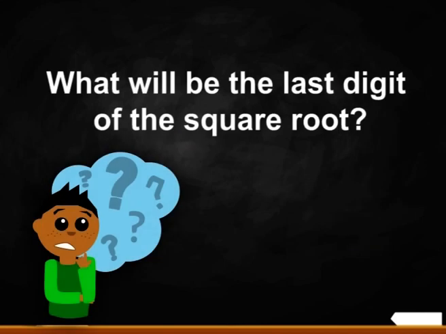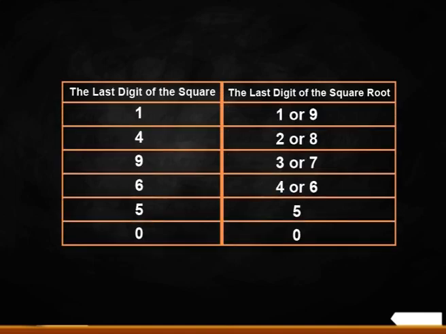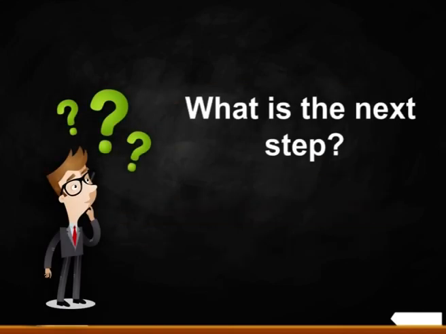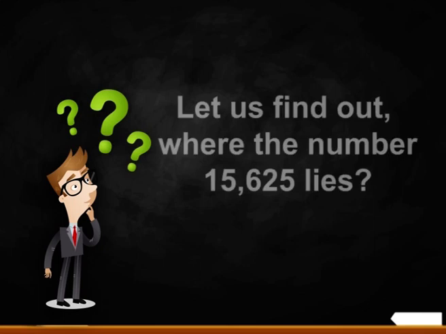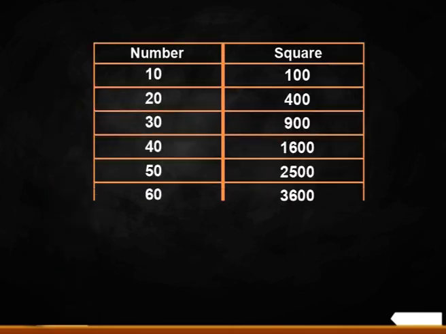What will be the last digit of the square root? Let us look at the table and find out. The last digit of the number is 5. Therefore, according to the table, last digit of the square root will be 5. The answer at this stage is 5, which is the last digit of the square root. What is the next step? For the next step, let us find out where the number 15,625 lies. Look at the table.